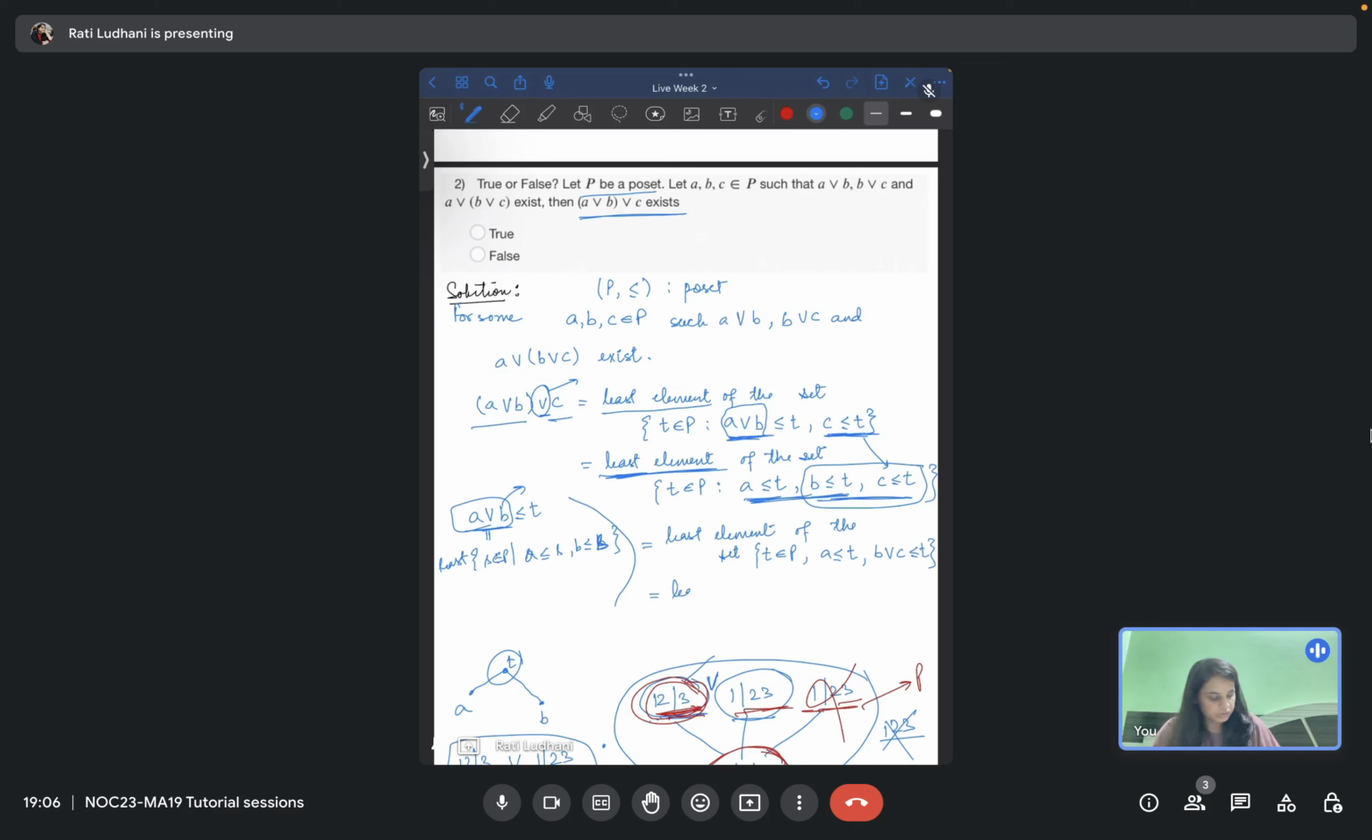So now you have the least element of t belonging to p such that, and this makes sense because this element exists from the question. The question says this is there, this is there, and there is this third thing you can use here. So the least element of this set, what can you write it like? You can write it as a join b join c. So you have these two elements and that exists. So you are done. This element exists, so this statement is true.